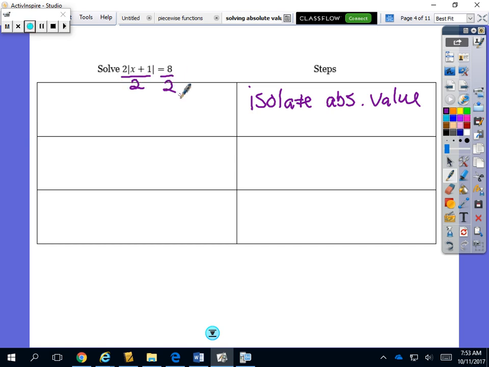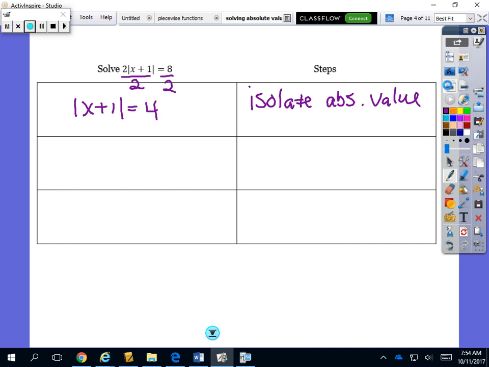If this was absolute value of x plus 1 with a plus 3 on the outside, then you would have to subtract 3. You always undo the same way you would in any type of equation, using the opposite operation. So 2 divided by 2 is 1. So on this side I have the absolute value of x plus 1, and 8 divided by 2 is 4. So I isolate the absolute value.